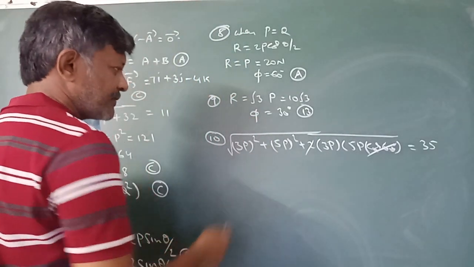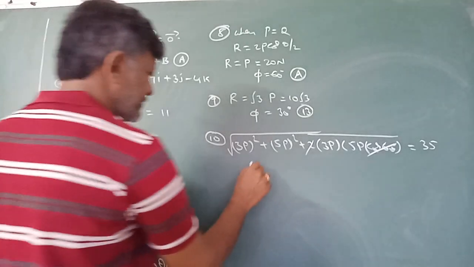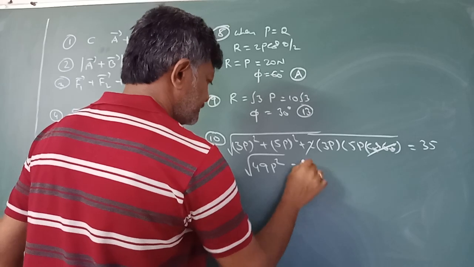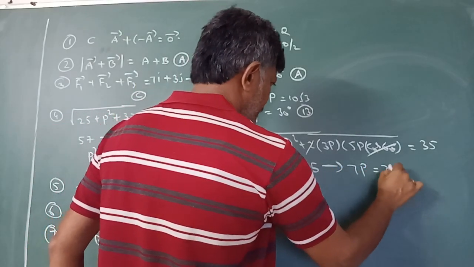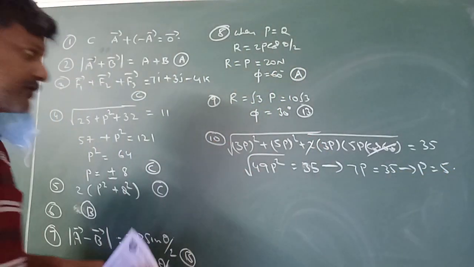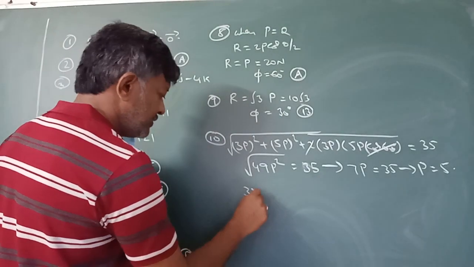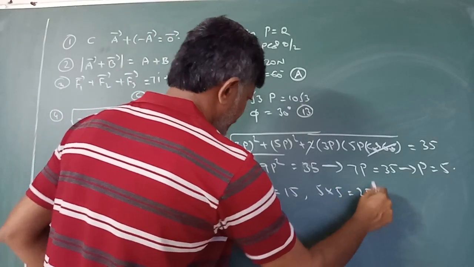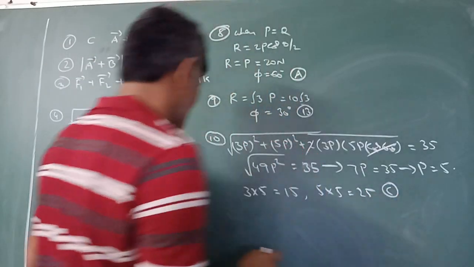This is 9p square plus 25p square, 34, plus 15, 49p square under root is equal to 35. From this 7p is 35, so p is equal to 5. Now the forces are 3p, 3 into 5, 15, and 5p, 5 into 5, 25. So the option is 15, 25. Option C is correct.